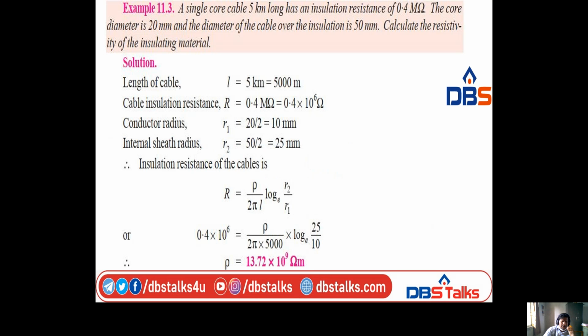So like these three problems, 1, 2, 3. Out of these three problems, these three problems are very, very important. They are asking anyone without changing the values also, right? One problem directly calculate the insulation resistance. Another problem we have to calculate the thickness of insulation. Another one we have to calculate the rho value, right?